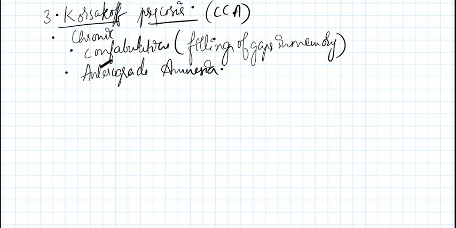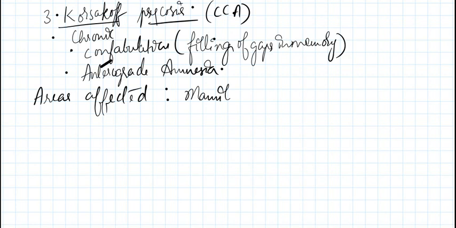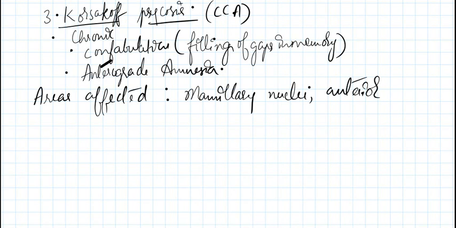Now can you tell me what the treatment is? Anyone? We will discuss it in medicine as well as in pharmacology. Now what are the areas affected in Korsakoff psychosis? One is the mammillary nuclei. The second is the anterior thalamic nuclei.